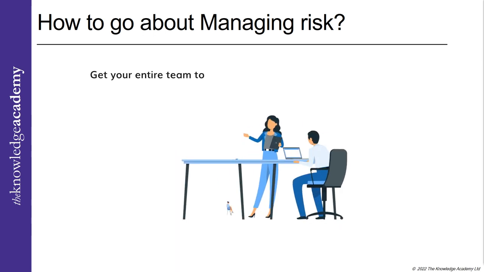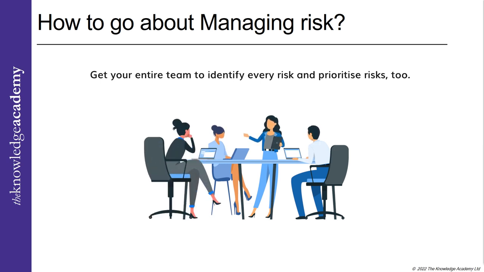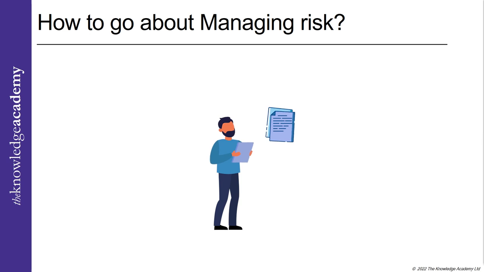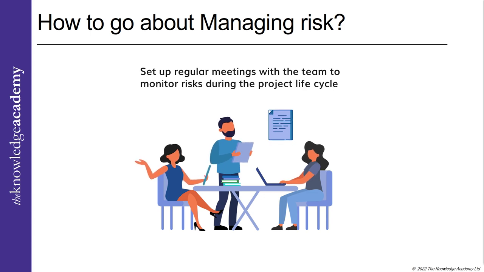Then get your entire team to identify every risk and prioritize risk too. You can get the whole project team, stakeholders, and sponsors to plot risks to project. It will help if you documented their input about what they think may go wrong on the project. Make sure to document all the risks that have been predicted and assess the priorities of the risk. Then develop a risk management plan to document the pros and cons of the risks to the project and mitigation plans to reduce their impact. Set up regular meetings with the team to monitor risks during the project life cycle.